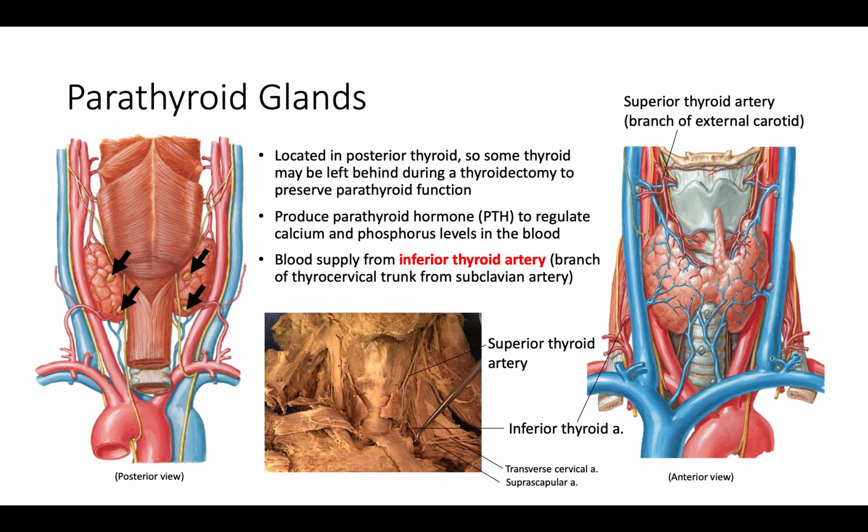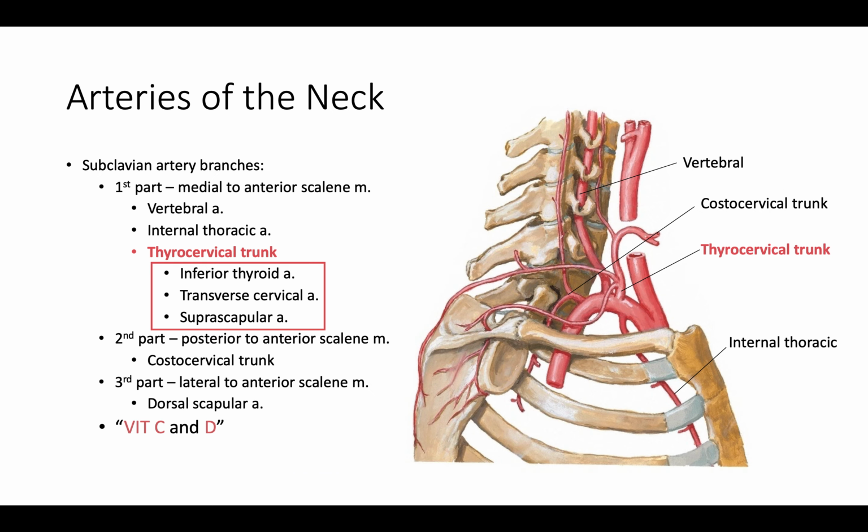So it's getting its blood supply from the inferior thyroid artery, and remember that's coming from the branch of the subclavian artery, that thyrocervical trunk. So it's that vitamin C and D, it's that T, thyrocervical trunk, and then coming from that is inferior thyroid. Remember that superior thyroid, getting the top of the thyroid, is coming from the external carotid. So that's something important to remember. Remember, superior thyroid from external carotid, and then inferior thyroid is coming from that thyrocervical trunk.